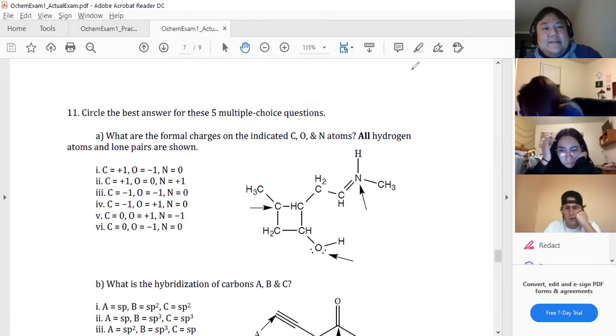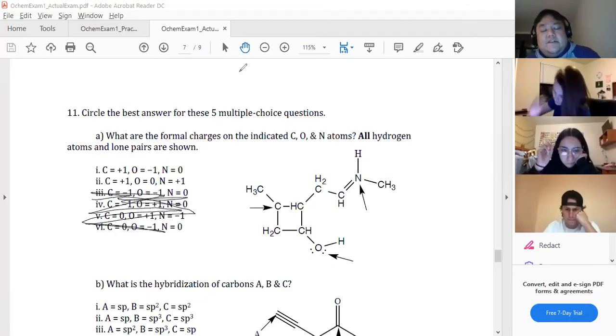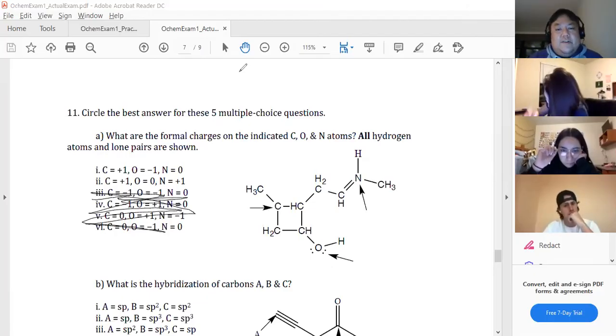So I can immediately say, and this is what you should do for the multiple choice, that immediately eliminates 3, 4, 5, and 6. Okay. Oxygen with 2 bonds and 2 lone pairs. What's the charge of that?